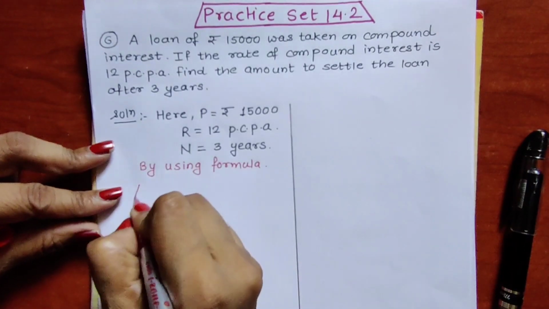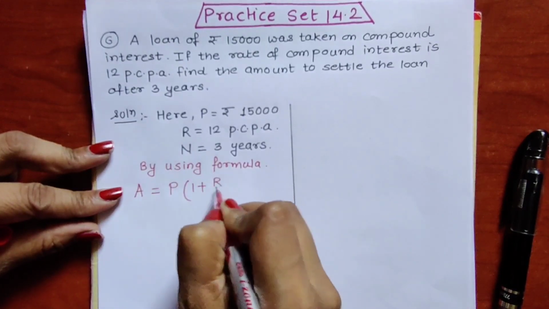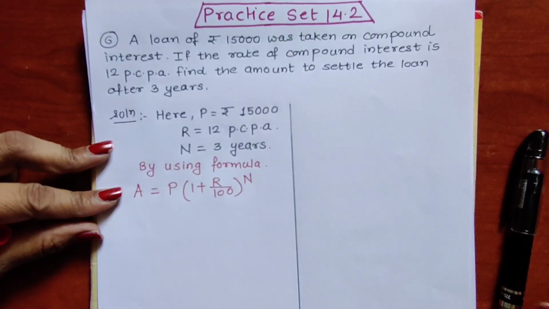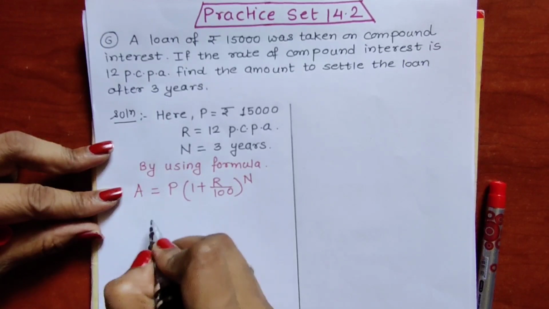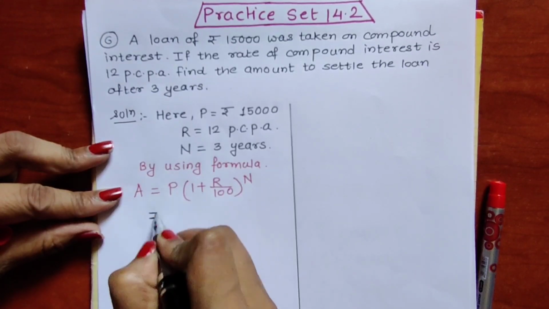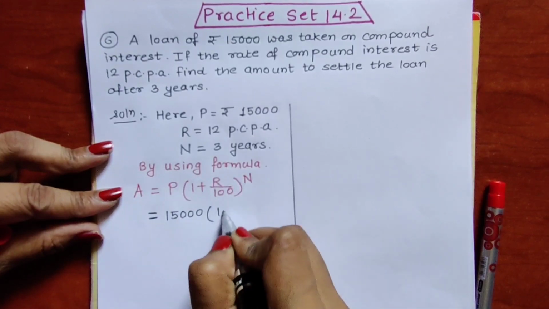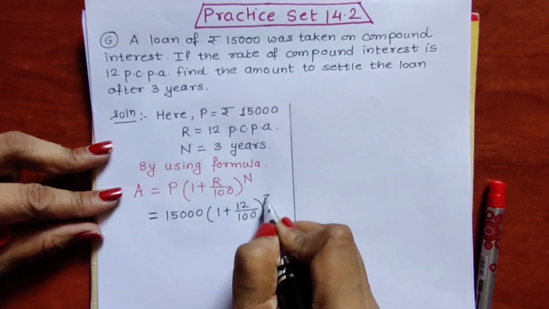So write the formula. A is equal to P in bracket 1 plus R upon 100 raised to N. We will substitute the values here. A we cannot write anything because A value is not known. Equal to sign below. P value is 15,000. 1 plus R is 12 upon 100 raised to 3.